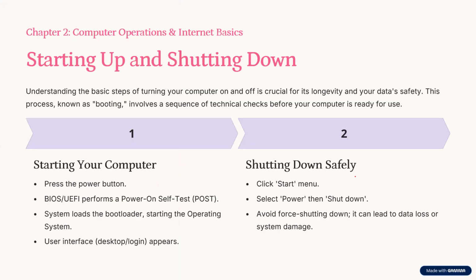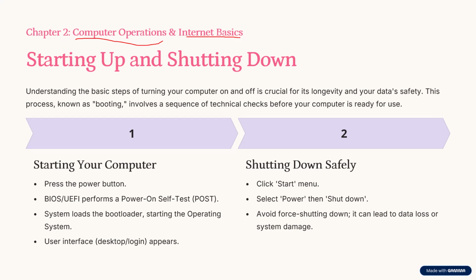Now, like I said, we'll be looking at chapter 2, and chapter 2 of our course outline is talking about computer operations and internet basics. It is basically to help you operate the computer and to know the basics. So let's start with starting up and shutting down the computer, okay?